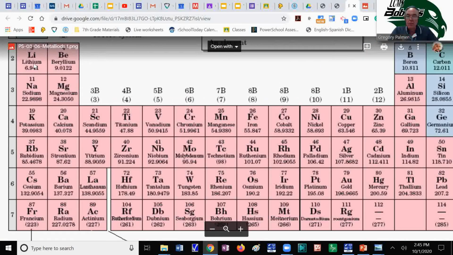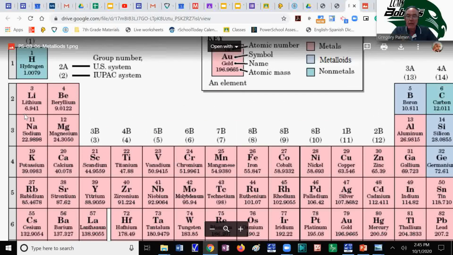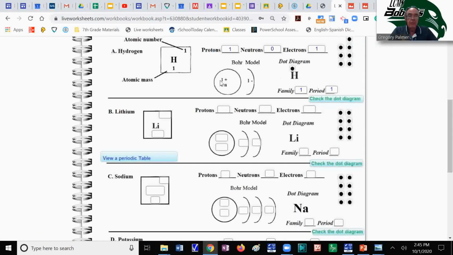Okay, lithium's right here. It has an atomic number of 3, and we're going to round this 6.941 off to 7. So we have an atomic number of 3, and a mass of 7. We know that the atomic number of 3 tells us the number of protons, and also tells us the number of negative electrons. To find the neutrons, we take 7 minus 3 is 4. We're going to fill in our nucleus with the 3 positive protons, the 4 neutral neutrons.